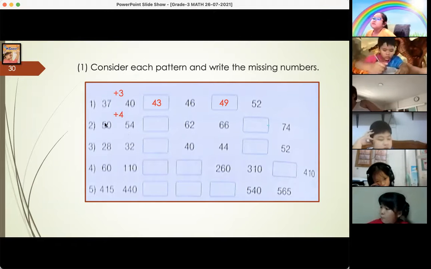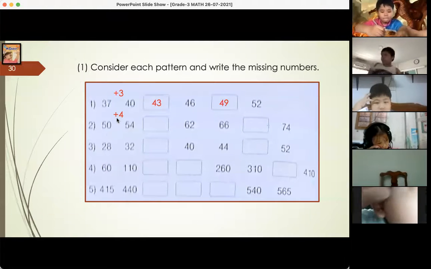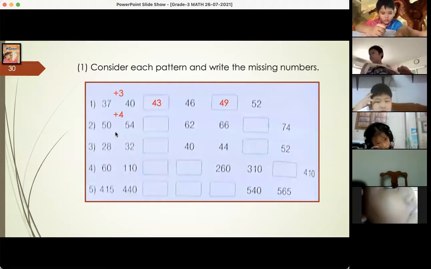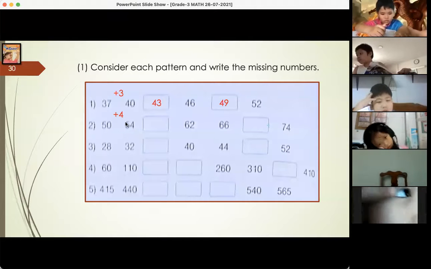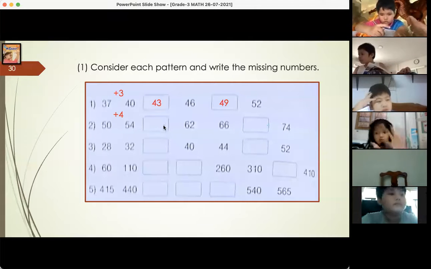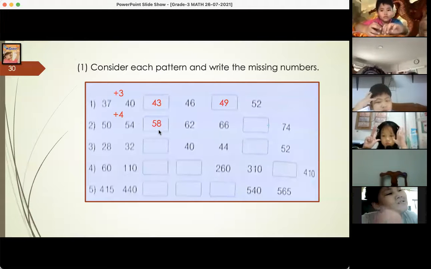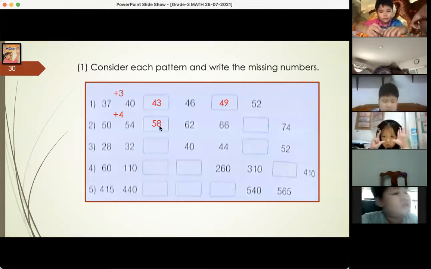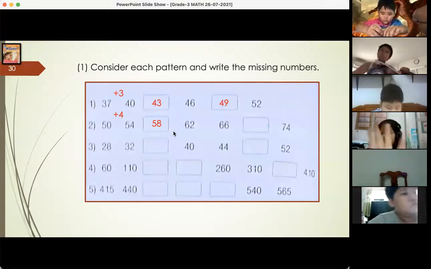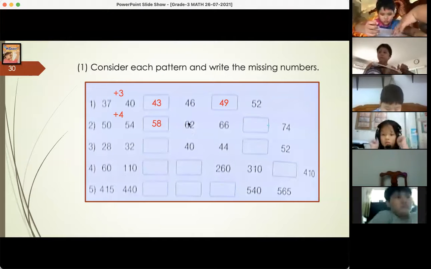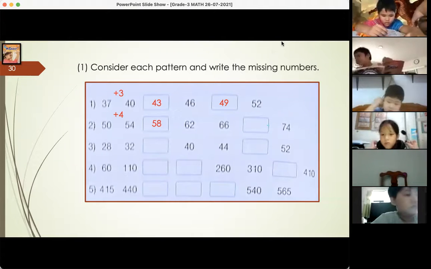This pattern is counting up by 4. So we have 50 plus 4, we can get 54. And then 54, another 4, we can get 58. Okay, did you get it? Next, 58, add another 4, how much? 62. We can get 62, no?